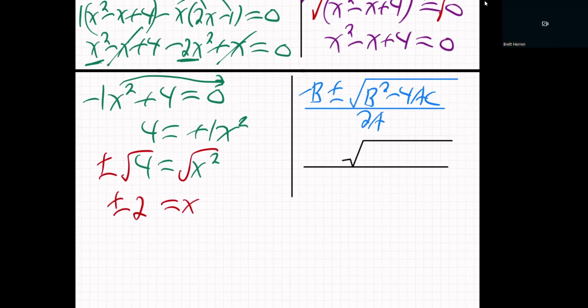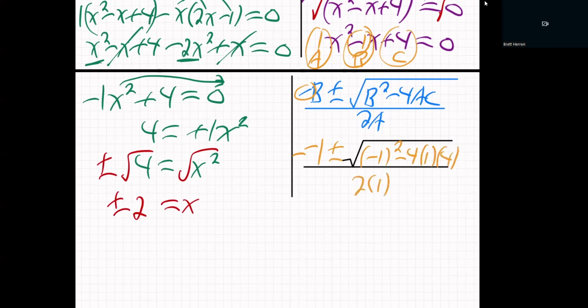Okay, so what's a, b, and c? Well, a is 1, b is minus 1, c is 4. So minus, minus 1, right? Because it's negative in the formula, and b is negative. Plus or minus square root of b squared minus 4 times a times c all over 2a.